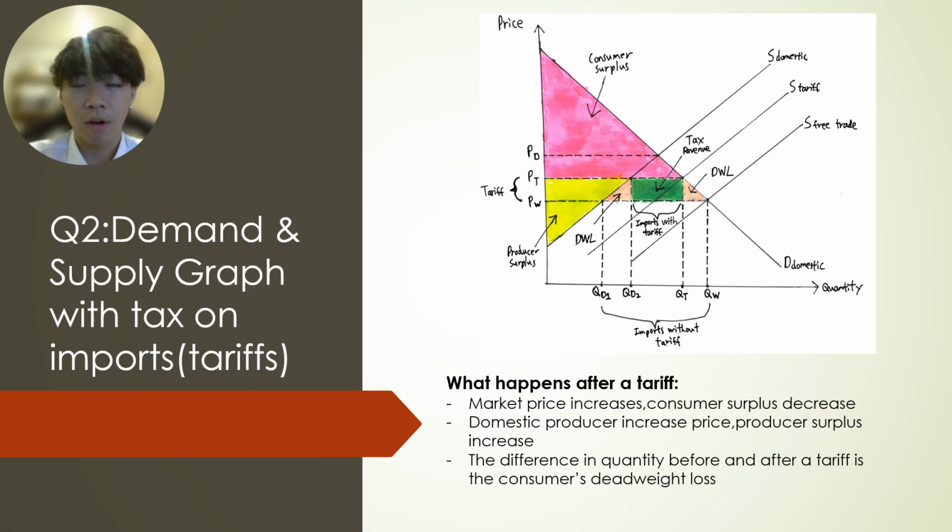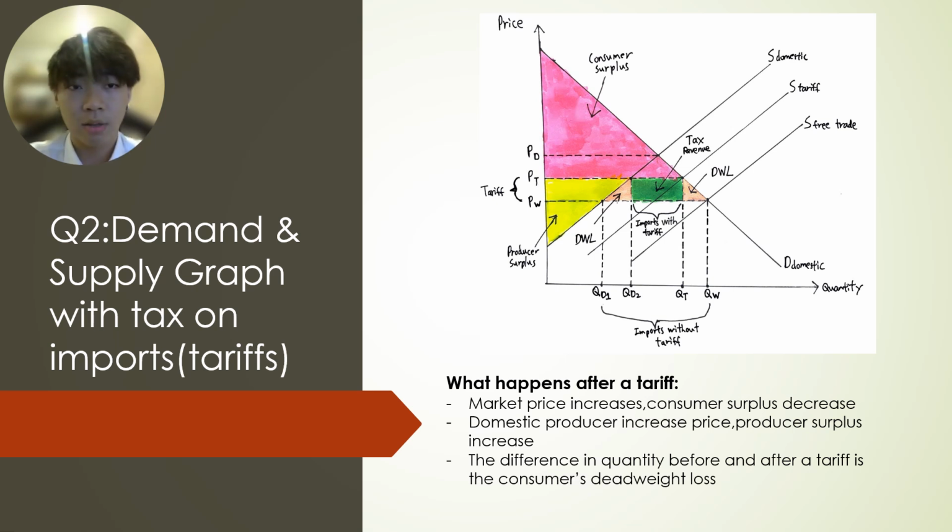Next will be the effect of tax on imports, which is known as a tariff. So when tariffs are implemented, it increases the cost of imported goods. Therefore, it affects the market price and quantity of the goods. With the market price increasing, it leads to a reduced consumer surplus because consumers now pay more and buy less of the imported goods. The consumer surplus is highlighted in pink.